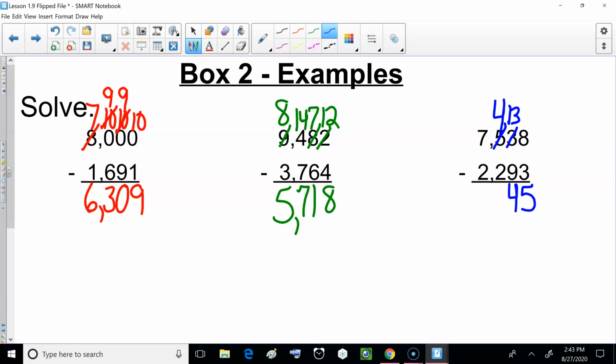Now to my next place value. 4 minus 2 is 2. 7 minus 2 is 5. So 7,538 minus 2,293 equals 5,245. So all variety of problems, sometimes you might have to ungroup everything, sometimes it might be a couple, sometimes it might be a few. So you always want to make sure you take it one place value at a time when you are solving.